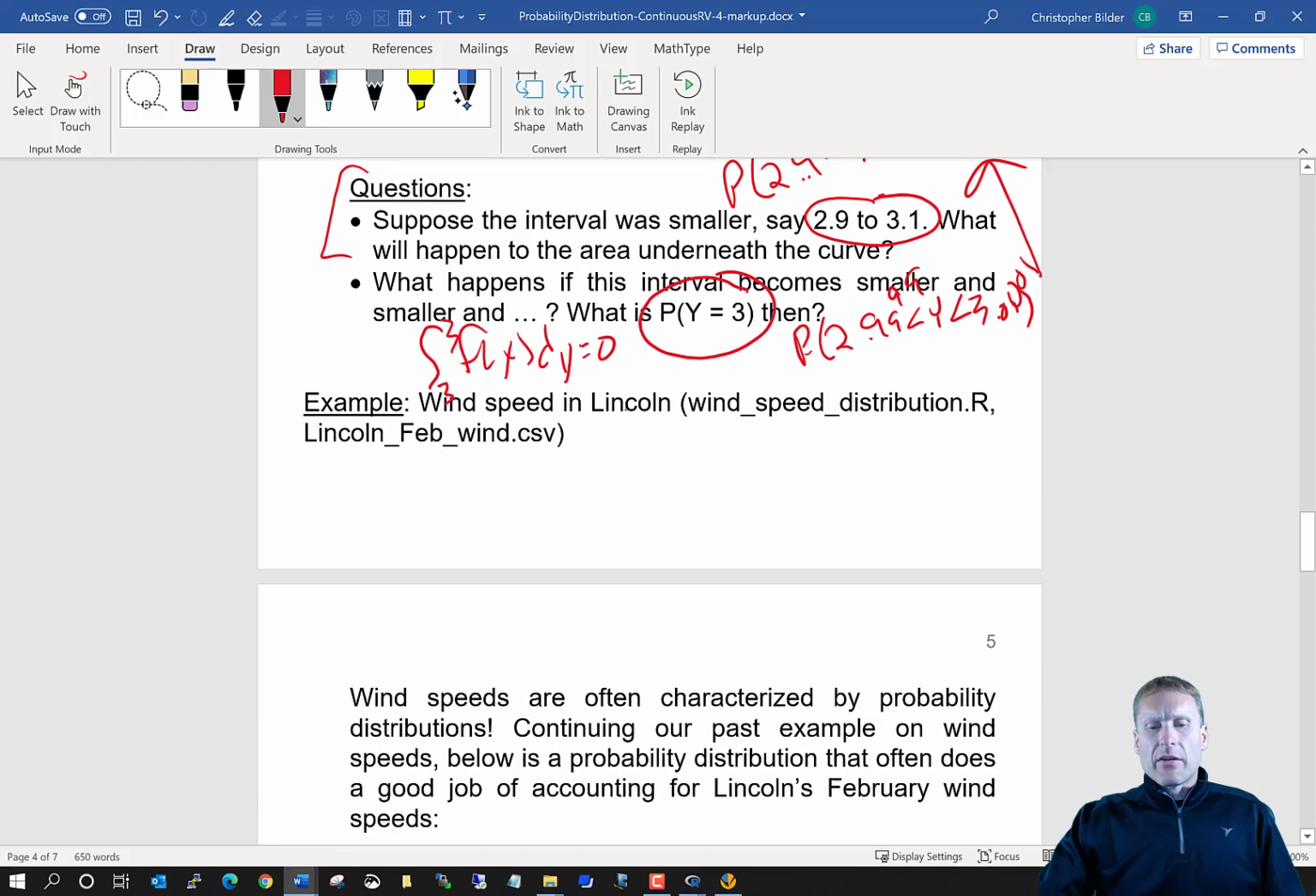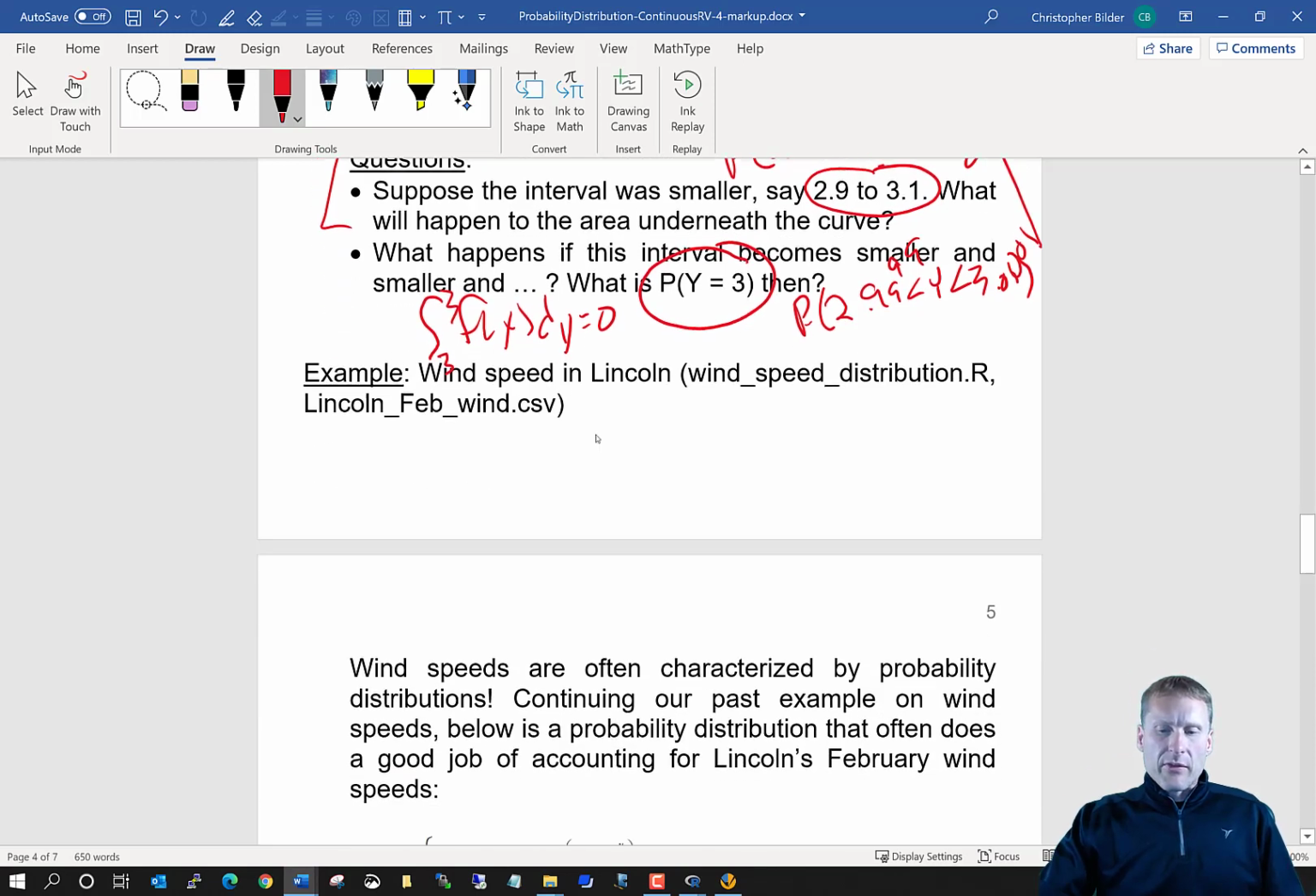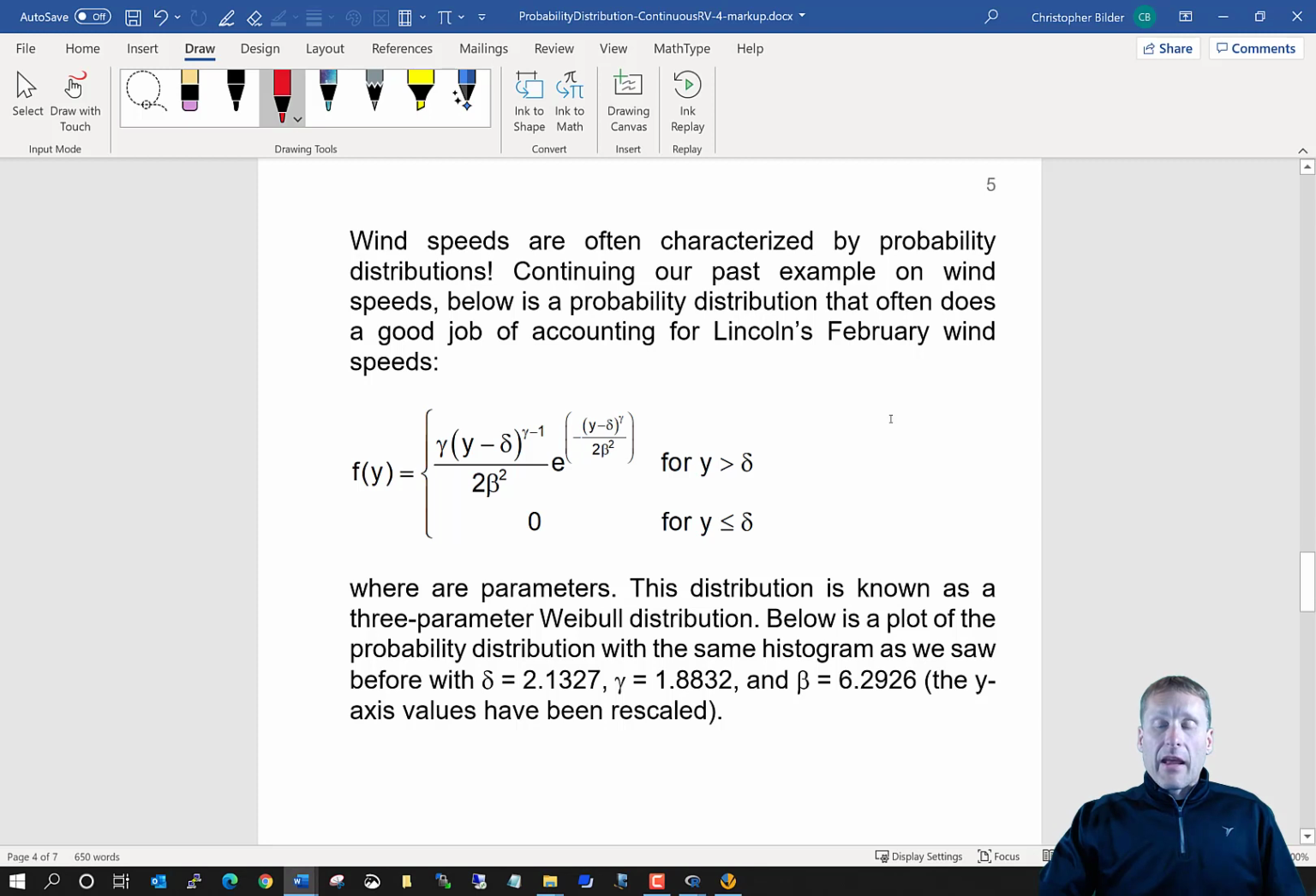So let's take a look at another example. This is dealing with wind speeds again. Wind speeds are often characterized by probability distributions. The reason utility companies would want to do that is so they have an idea of how the wind speeds are distributed in the population of all wind speeds, and they can make judgments about how much energy a wind turbine could actually generate based upon what the expected wind speeds would be.